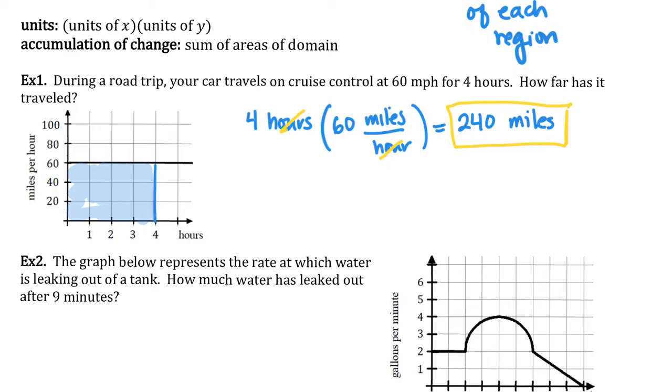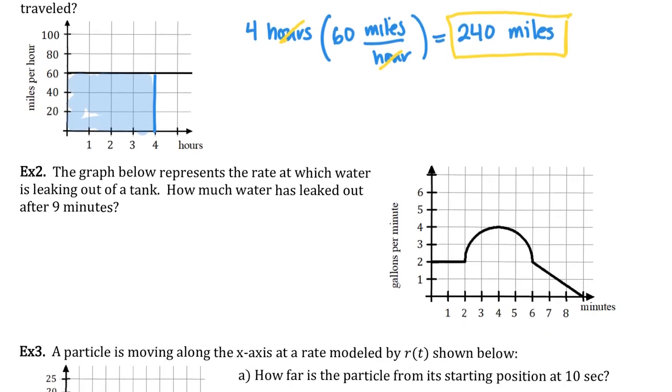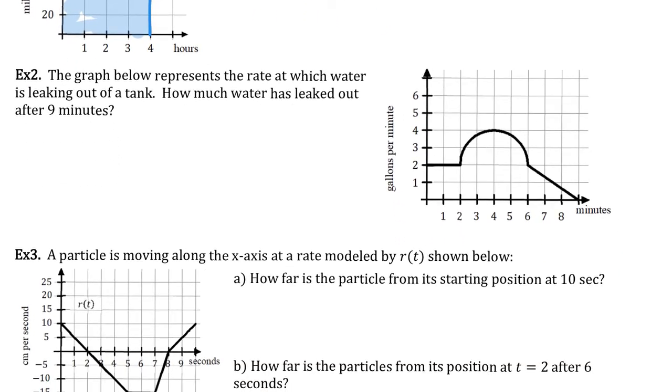Okay, now let's consider an example that's not just a rectangle and you couldn't just do it in your head. So for example 2, the graph represents the rate at which water is leaking out of a tank. So this is a rate, it's gallons per minute. How much water has leaked out after 9 minutes? Okay, now the rate it's leaking is not consistent. It follows along this path. So I want to add up all the water that has leaked, or the accumulation, over how long? 9 minutes. So I actually want the entire area. So I'm trying to figure out this entire area over here.